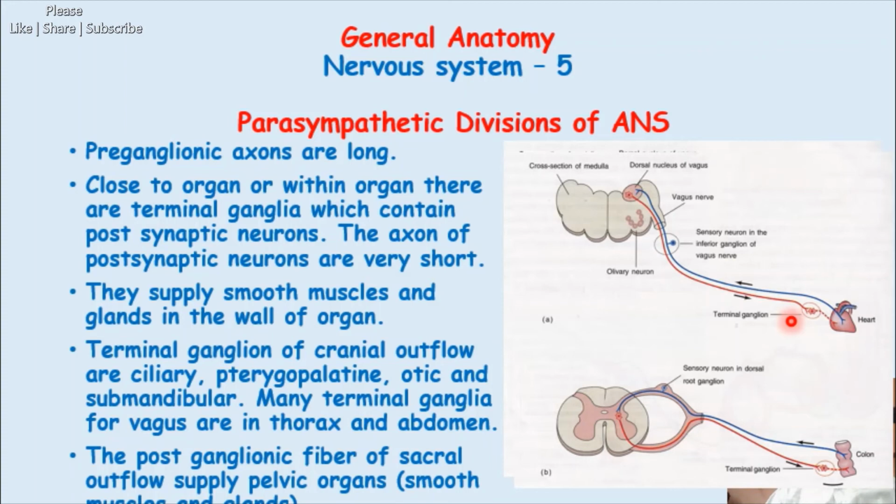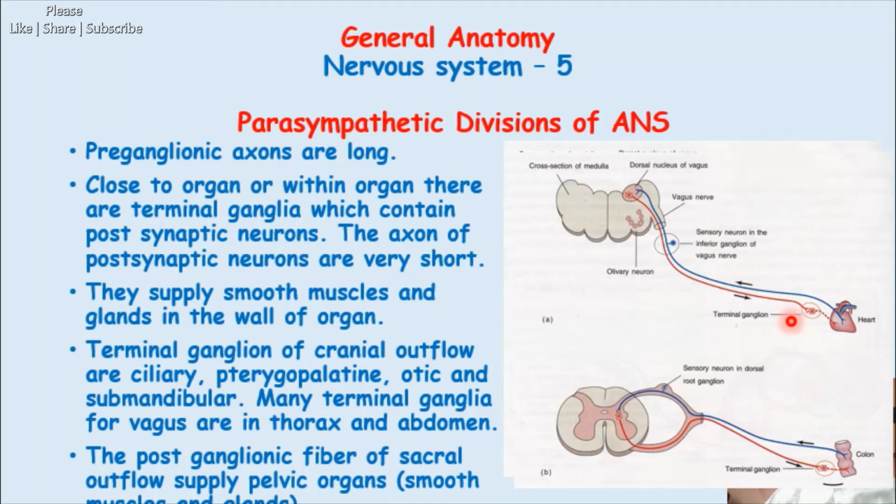This is somewhat reversed in the case of the sympathetic, because their ganglia are located very close to the midline, either in front of the vertebral column or by the side of it. From there the postganglionic fibers distribute for a long distance. That means they run a long way to go to their target organ.